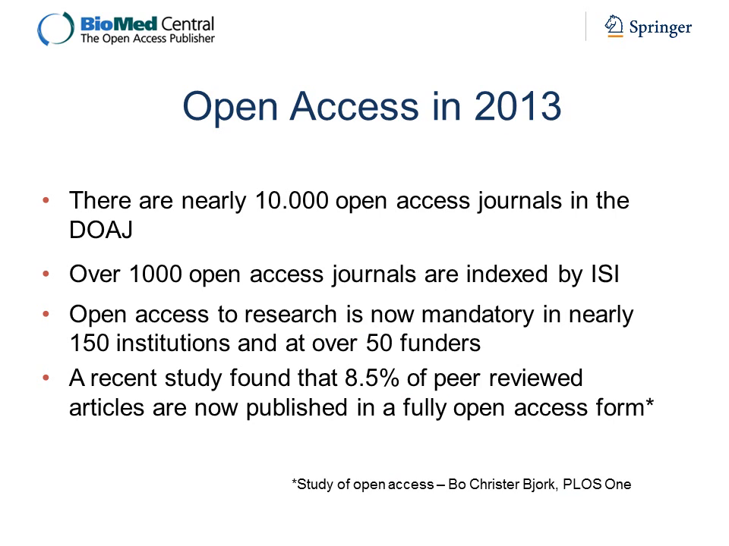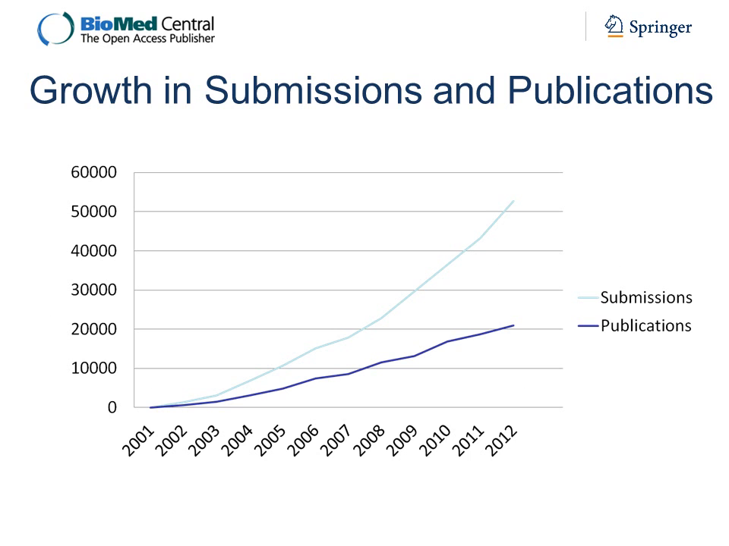In 2013, there are nearly 10,000 open access journals on the Directory of Open Access Journals. Over 1,000 journals have an impact factor indexed by ISI, and open access to research is now mandated by over 150 research institutions around the world, and also over 50 research funders have open access mandates. A recent study found also that 8.5% of peer-reviewed articles are now published in a fully open access format, which is very impressive considering the relatively young age of open access.